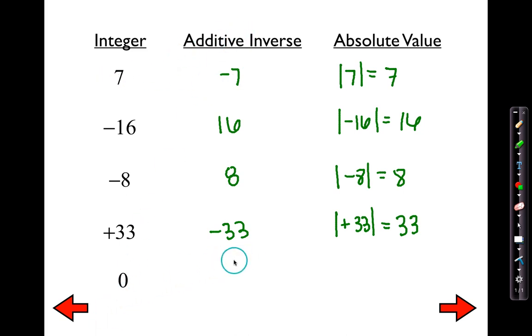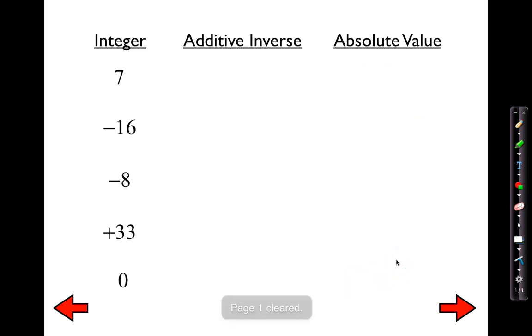The additive inverse of 0 is just 0 because 0 is like neutral. It's the origin. It's neither positive nor negative. So the absolute value would again just still be 0. So moving on.